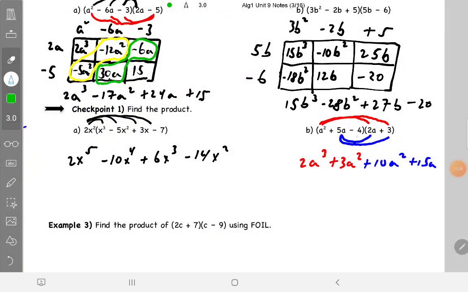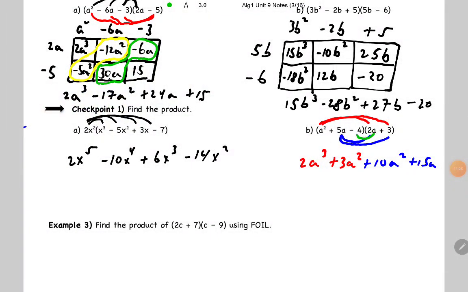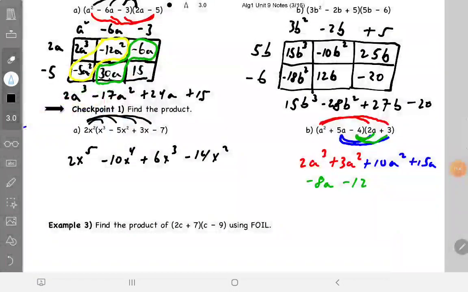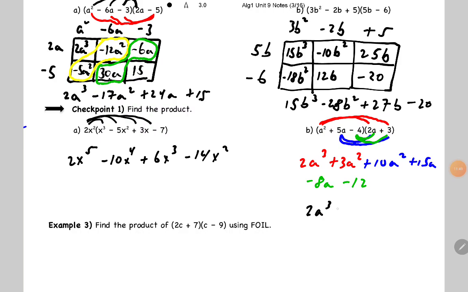And then green here, negative 4 times 2a, negative 4, which is negative 8a, and then negative 4 times 3 is negative 12. Okay, now we're going to combine our like terms. So 3a squared plus 10a squared is 13a squared. So I have 2a cubed plus 13a squared. And then 15a minus 8a is 7a. And then minus 12.